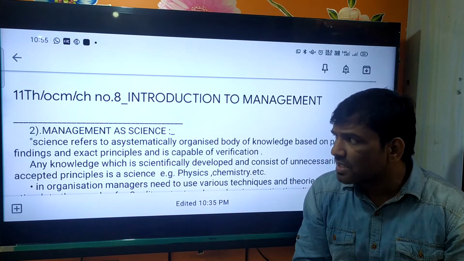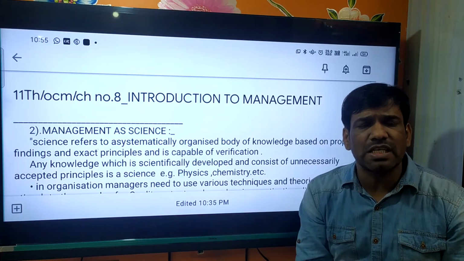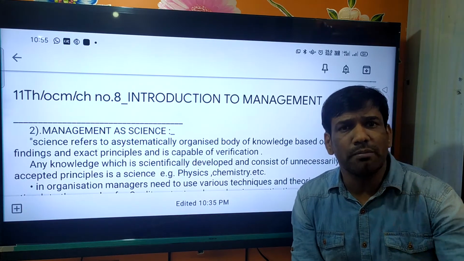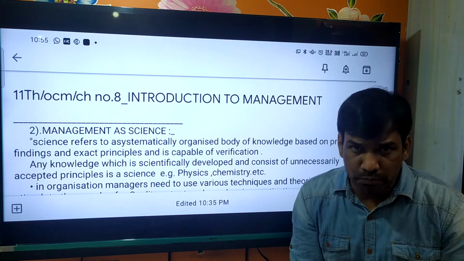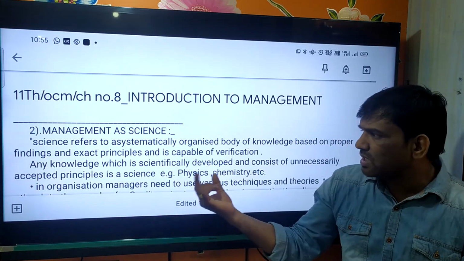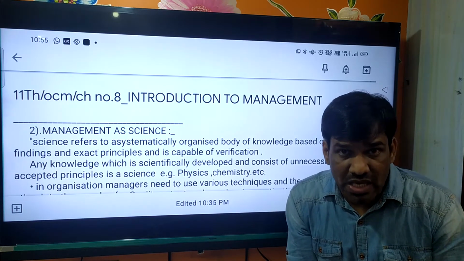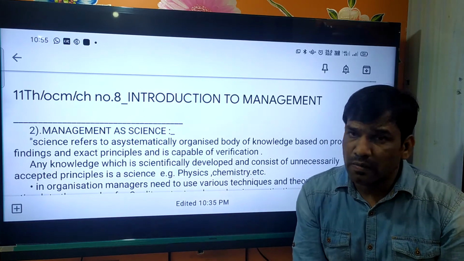क्या होता है science? It is any knowledge which is scientifically developed. Science के principles के ऊपर base करता है कोई भी principle and that is accepted as a science. Physics, chemistry, these are sciences. Mathematics is a science and it is based on certain principles.